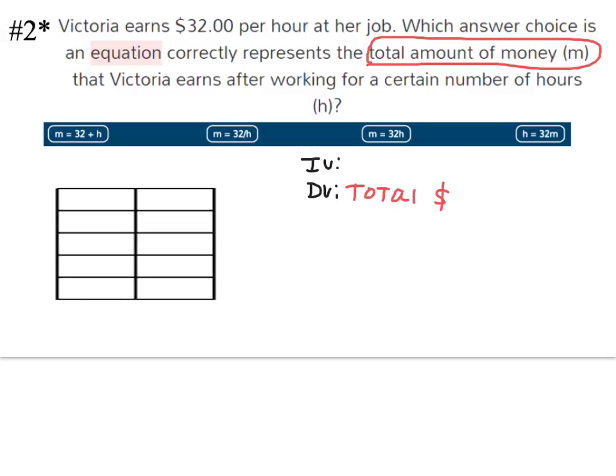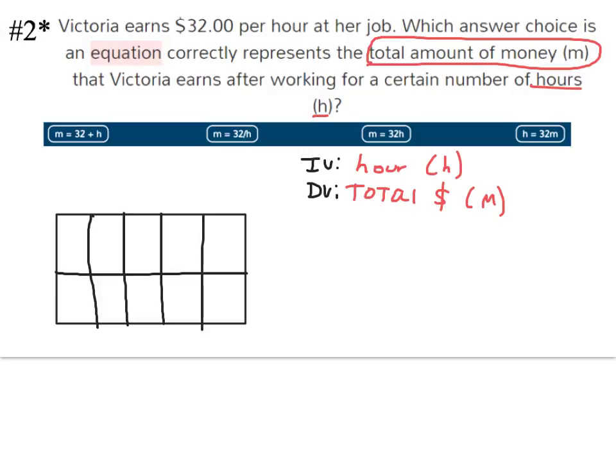money, which we'll call m. And the other variable that we have is h for hours. That's our independent variable. So hours, and we'll call that h. So using this table, our independent variable would be h. So let's put h on the top row. And let's put m for money on the bottom row because the money depends on the hours. The more you work, the more you get paid.